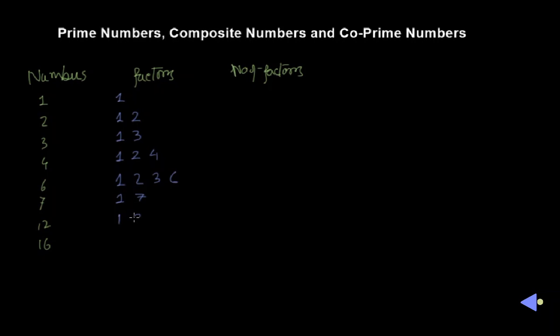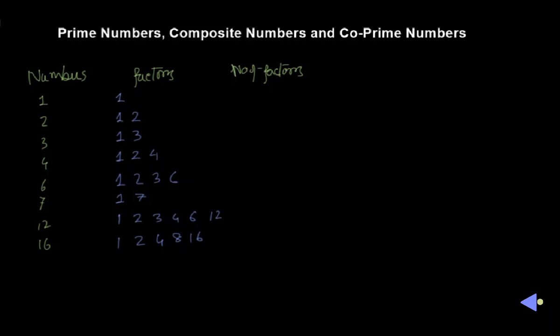In case of 12, 1, 2, 2 times 6, that means 3 times 4, so 3, 4, 6 and the number itself, 12. And lastly 16: 1, 2, 2 times 8 means 16, 4 times 4 means 16, so 4, again 8, again 16. No other numbers exactly divide it.